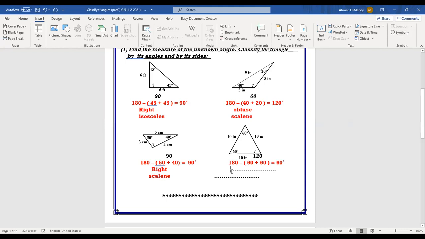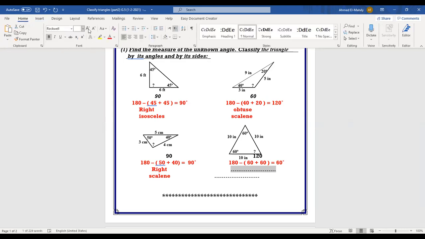Yasin. Welcome. The kind of this triangle related to its angles. It will be acute. We have 3 acute angles. Then the triangle will be an acute triangle. Acute triangle.